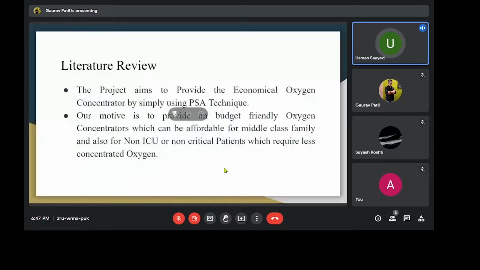Also, the project aim is to provide an economical oxygen concentrator by using the simple PSA technique. Our motive is to provide a budget-friendly oxygen concentrator which can be afforded by middle-class families and also for non-ICU or non-critical patients who require less concentrated oxygen. Next slide.